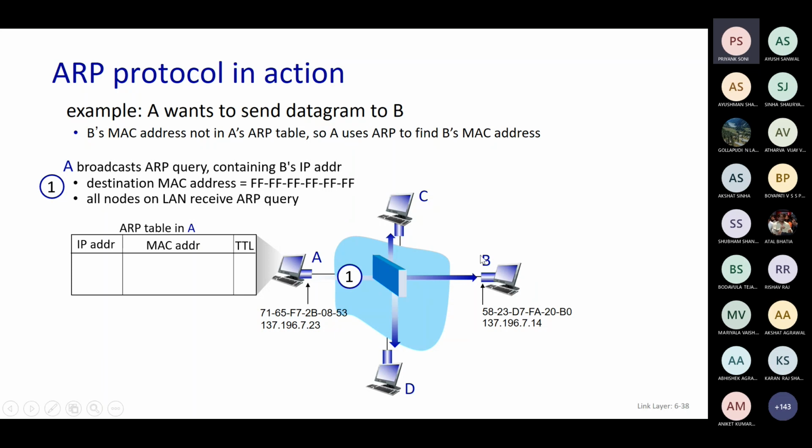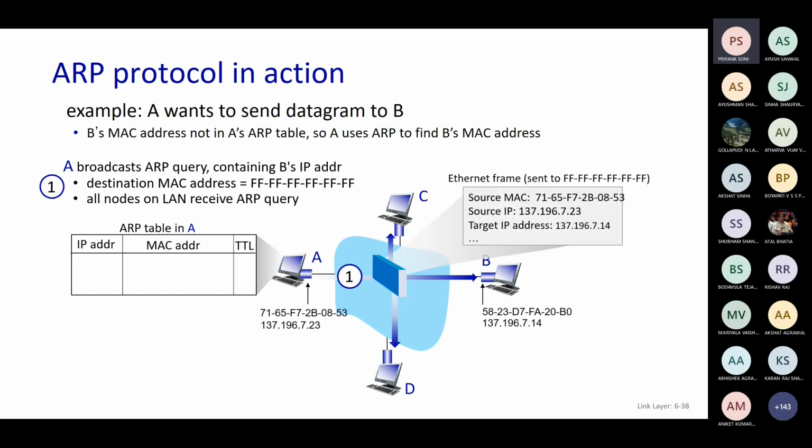For this ARP query, because it is a broadcast message, the destination MAC address will of course be FFFF, right? And with this, all the nodes in the LAN will receive this query.